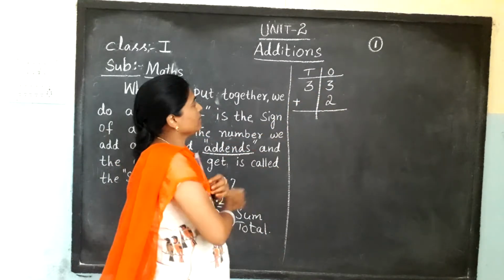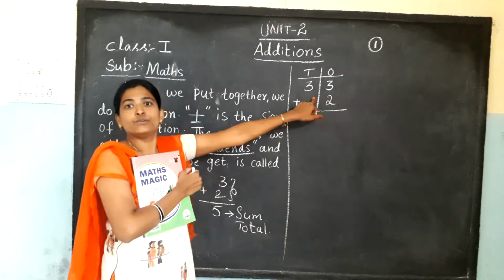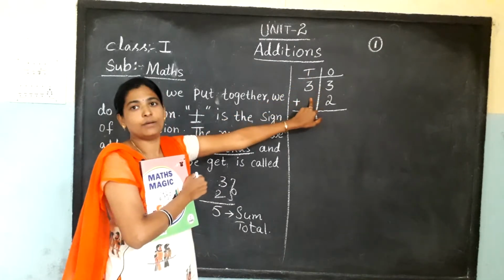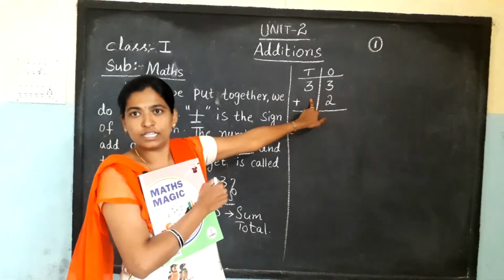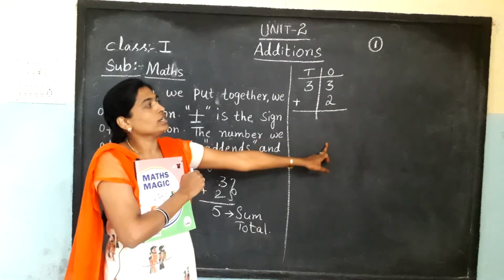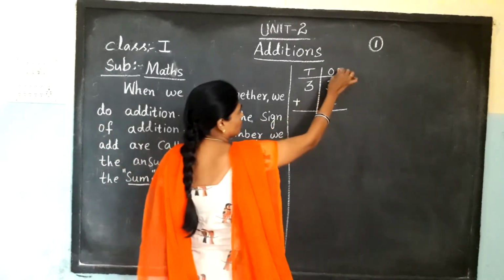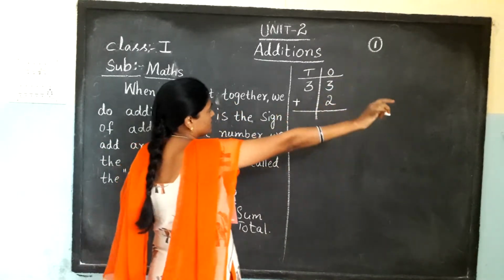Again I will explain. Most of the children will do addition from the tens column. Is it correct? No, it is wrong. So what you have to do is count from the ones column, that means the right hand side.